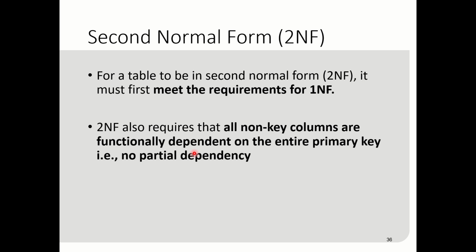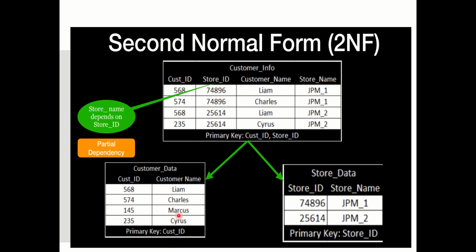So now for a particular table to be in 2NF, it has to meet the requirements of 1NF, and the other requirement is that all non-key columns are functionally dependent on the entire primary key. So when you look at customer name, it is fully functionally dependent on customer ID. If you look at store name, it is fully functionally dependent on store ID.